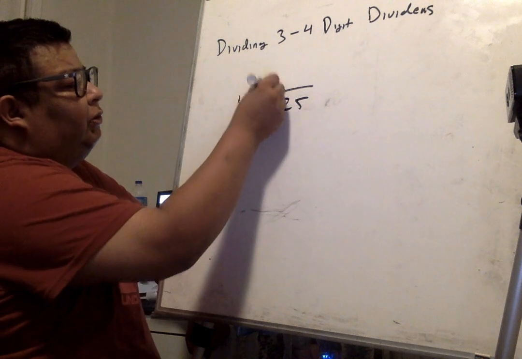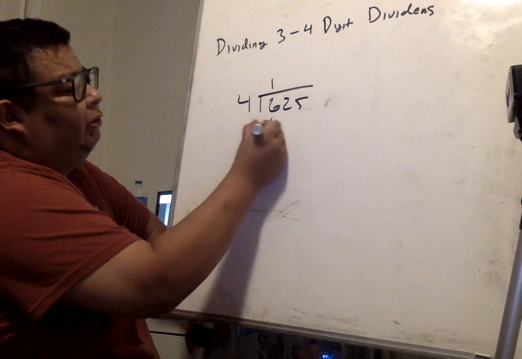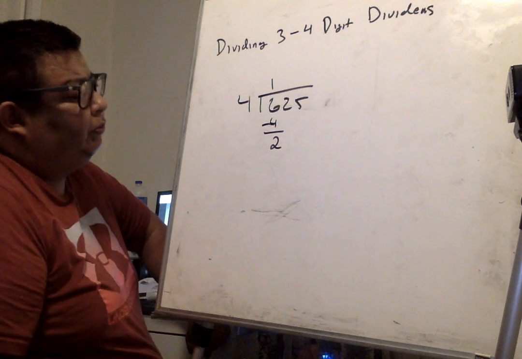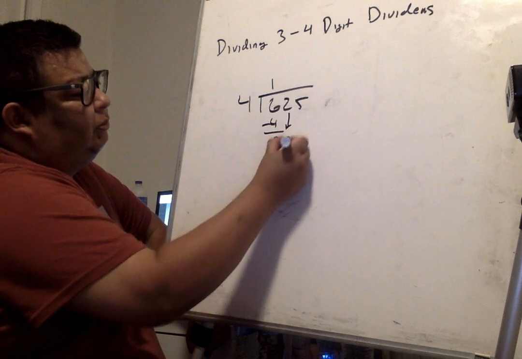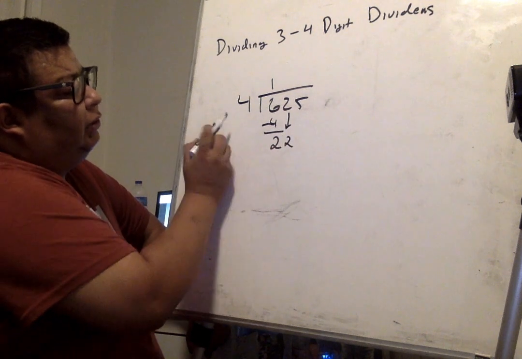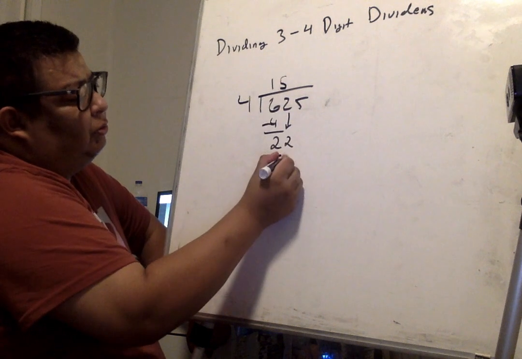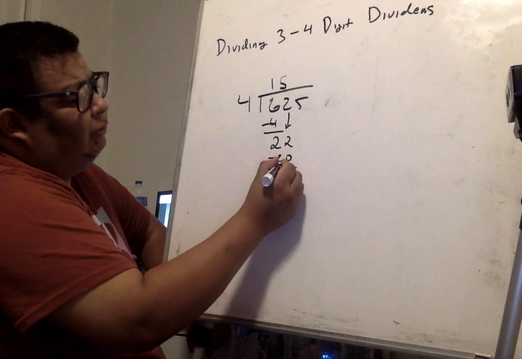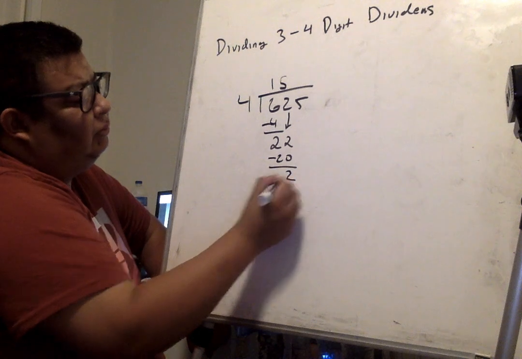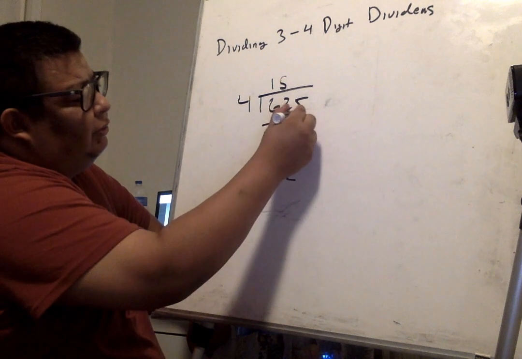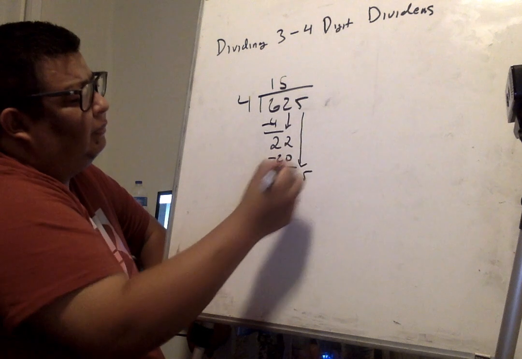So we do 4 times 1, 4, 6 minus 4, 2. We bring down the 2. Then 4 times 5 is 20. 22 minus 20 is 2. Does 4 goes into 2? No. So we bring down the last digit, 5.